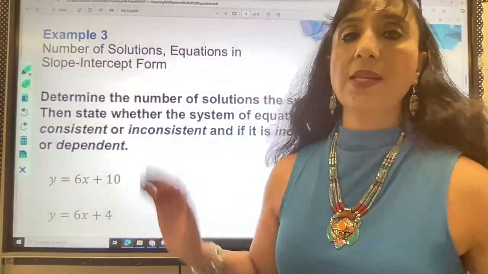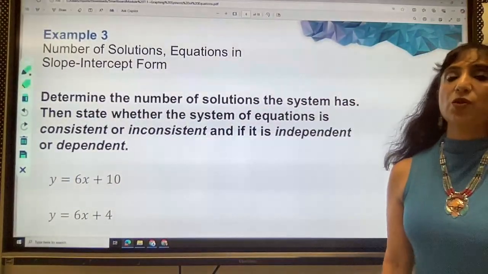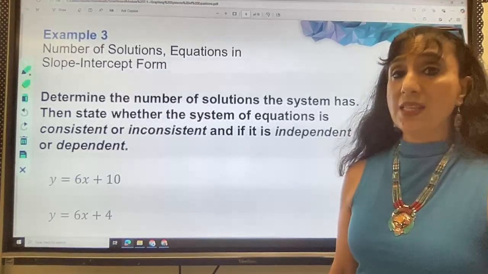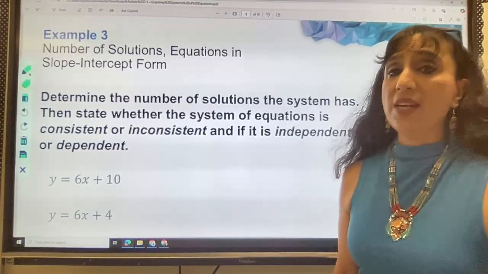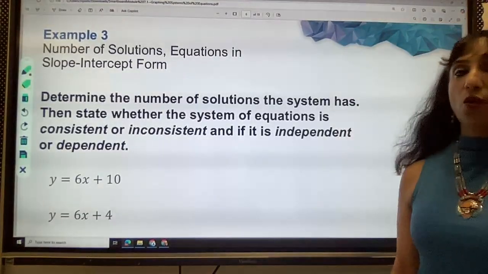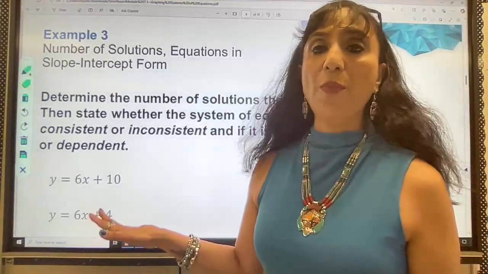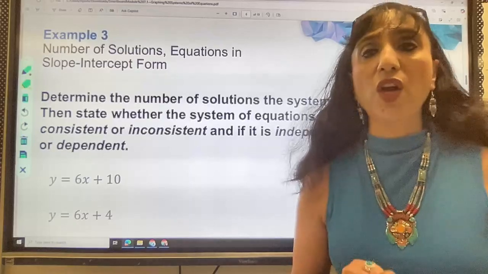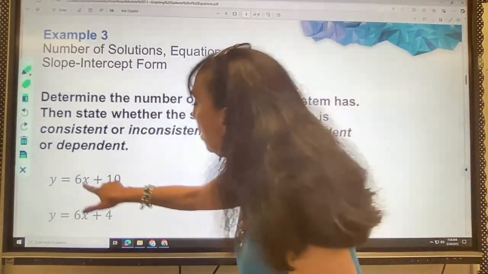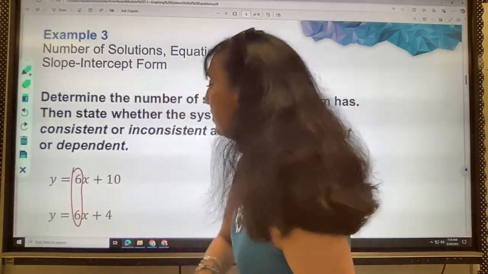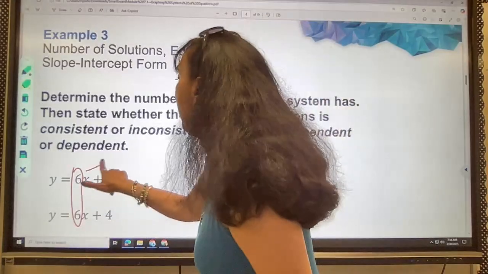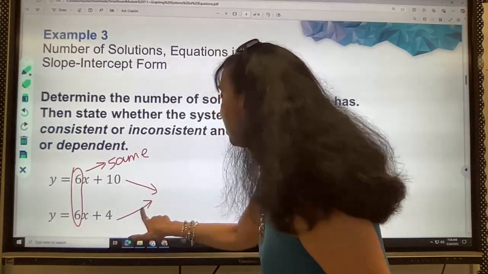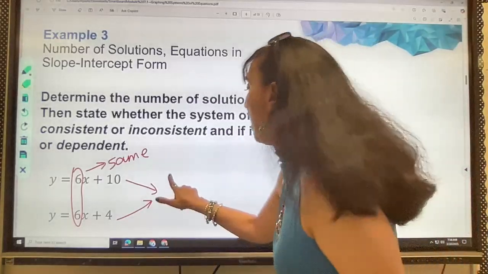All right, so let's look at this. It's saying to determine the number of solutions the system has, then state whether the system of equations is consistent or inconsistent, and if it is independent or dependent. This has already been placed in slope-intercept form for me, which is y is equal to mx plus b. So first, let's look at the slopes. The slope is the same. Then let's look at the y-intercepts. The y-intercepts are different.